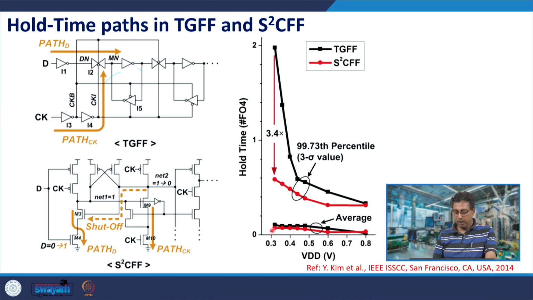Here, as you can see, the average hold time is quite small. That is because the hold time from the D turning from 1 to 0 transition is 0 as we have discussed, and it is only the hold time from 0 to 1 case which is important for this S square CFF. And as you can see, as you reduce the supply voltage, the hold time increases by several factors. It increases from about 0.2 units to about 0.6 units. So, 0.2 to 0.6 units, about 3 times increase in the hold time from VDD 0.8 to 0.3 volts.